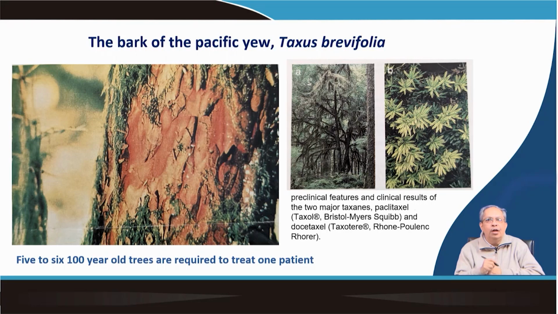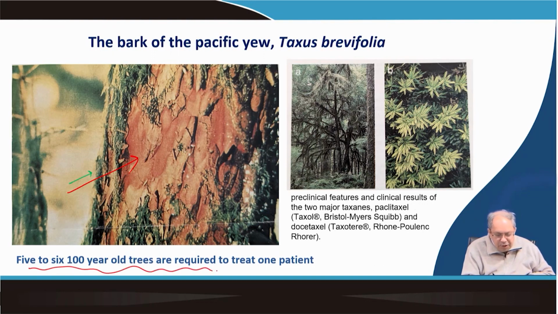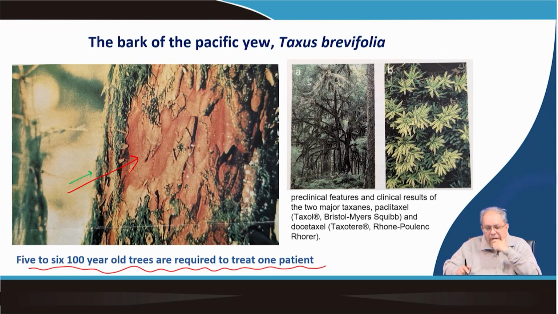With this, now I move to taxol. Taxol is a very important anti-cancer drug, particularly for treatment of ovarian and breast cancer. This is the figure of the bark of Taxus brevifolia, the original Pacific yew tree. These barks are harvested, and what is important is that 500 to 600-year-old trees are required to treat one patient. The amount of taxol is so low that you require so many trees.